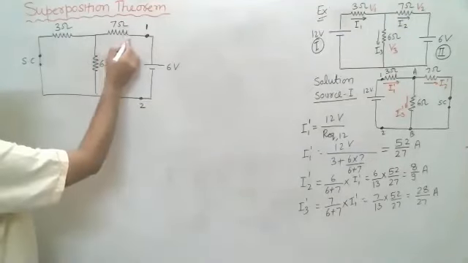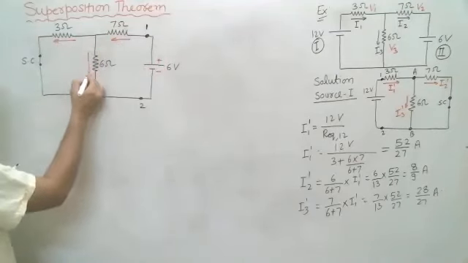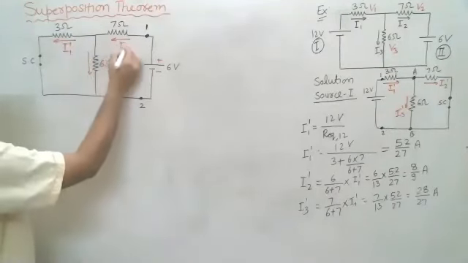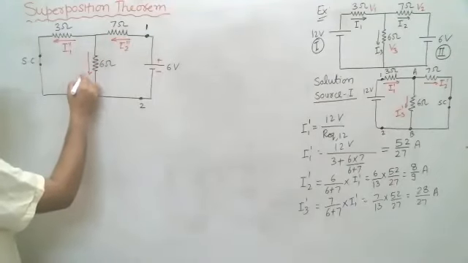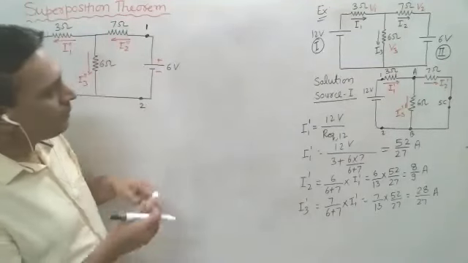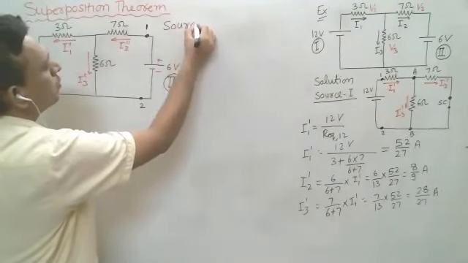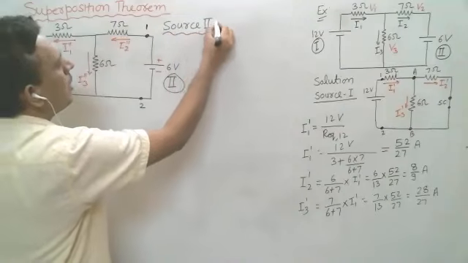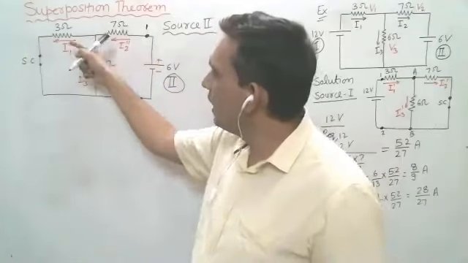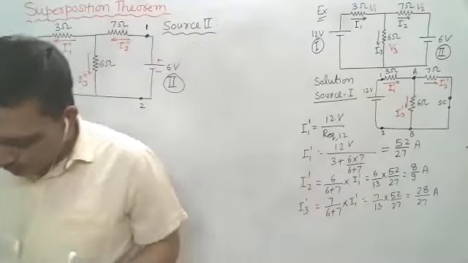And this will be the actual direction of current because you know the polarity of the single source. And this current will be I1 double dash. This will be I2 double dash. And this is I3 double dash. Okay? So now we have only source 2. This is for source 2. And when we have a single source, we know the actual direction of current. So this is the I1 double dash, I2 double dash, and I3 double dash. So we can easily find I2 double dash.